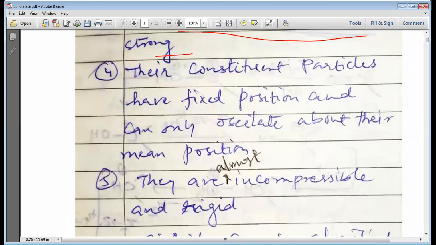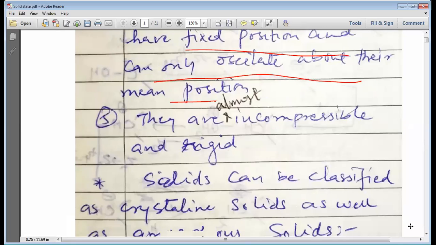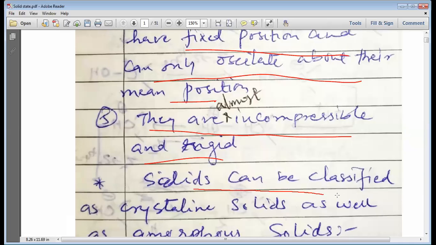The constituents of solid particles have fixed positions and they can only oscillate about their mean position. They cannot leave their mean position, but they just can oscillate around their mean position. These solids are almost incompressible and rigid.